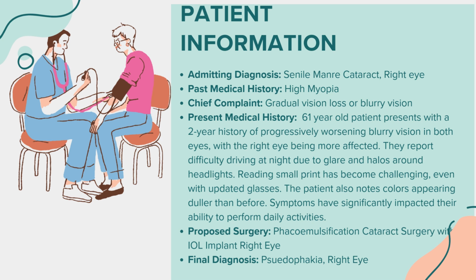For the present medical history, the 61-year-old patient presents with a 2-year history of progressively worsening blurry vision in both eyes, with the right eye being more affected. They report difficulty driving at night due to glare and halos around headlights. Reading small print has become challenging even with updated glasses. The patient also notes colors appearing duller than before. Symptoms have significantly impacted their ability to perform daily activities.